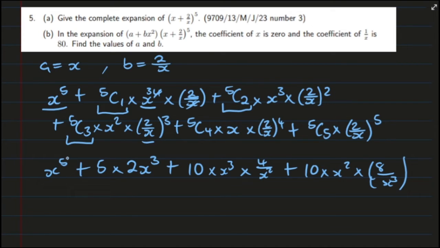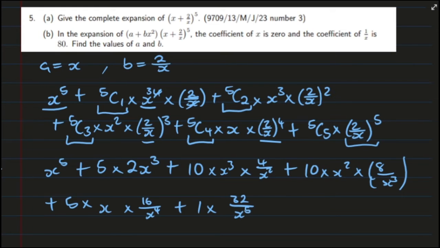And then we have 5 choose 4, which is 5, times x times 2 to the power 4, that's 16 over x to the power 4. And then we have 5 choose 5, which is 1, times 2 to the power 5, which is 32, over x to the power 5.